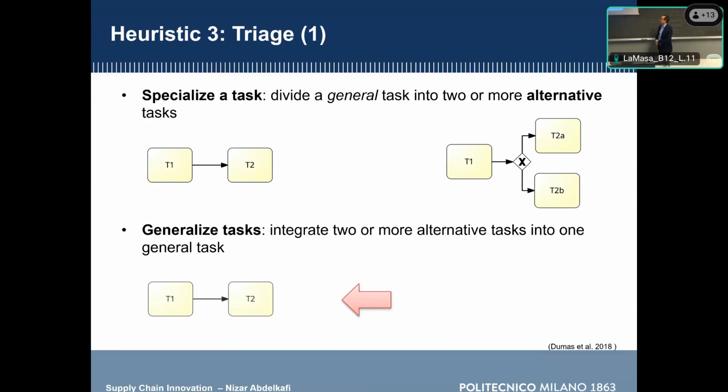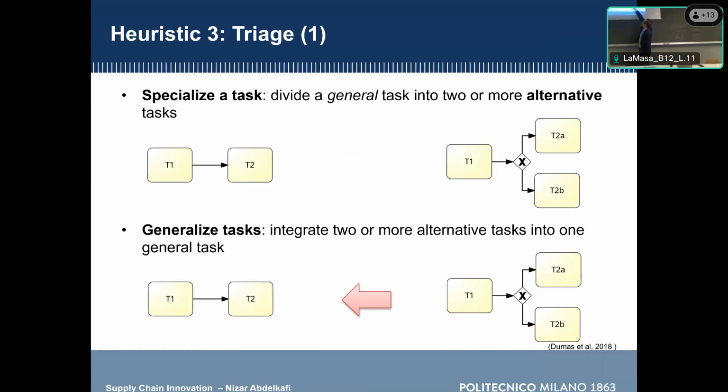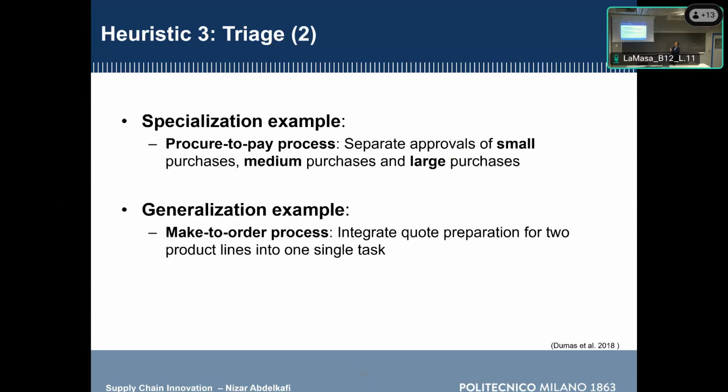Or we can generalize tasks. We go from a structure like this rather to a structure that is more generalized. It depends on the context. So we have here a specialization example in the case of the triage. So procure to pay. Separate approvals of small purchases, medium purchases, and large purchases. So instead of having purchasing request, and then approval in general, we will have a process like this.